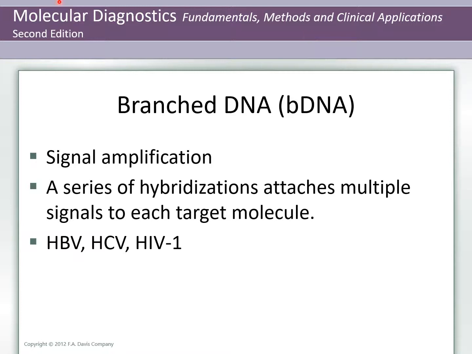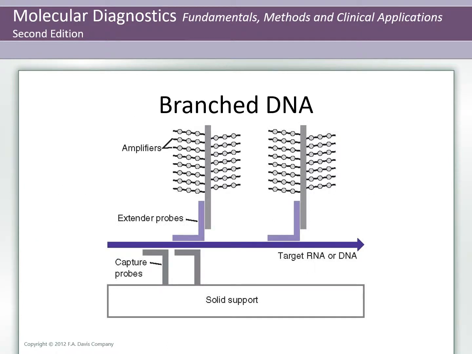Branched DNA involves a series of hybridizations that attach multiple signals to each target molecule. This amplification method has been used for hepatitis B virus, hepatitis C virus, and HIV-1. In branched DNA amplification, a series of short oligomer probes are used to capture the target nucleic acid. Additional extender probes bind to the target nucleic acid and then bind to multiple reporter molecules, loading the target nucleic acid with signal.